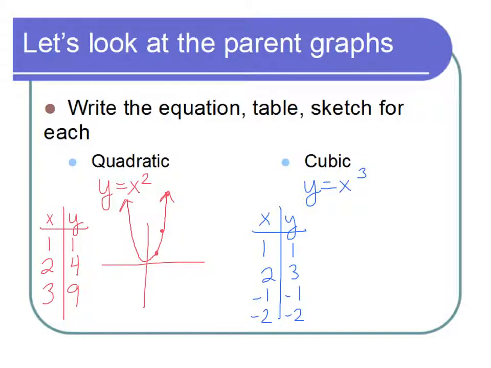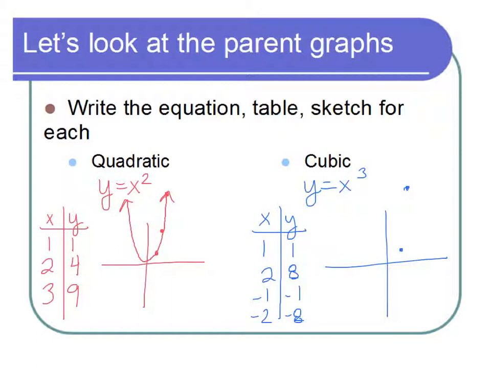Okay, let me start over. If I plug in 2 and cube it, 2 cubed is 8. And then negative 2 cubed is a negative 8. All right, let's sketch that. So over 1, up 1. Over 2, up 8. Big difference there. It goes up a bunch.